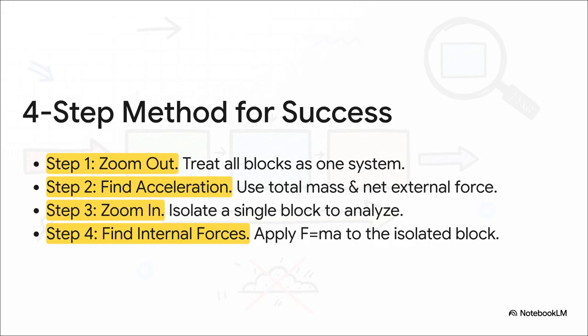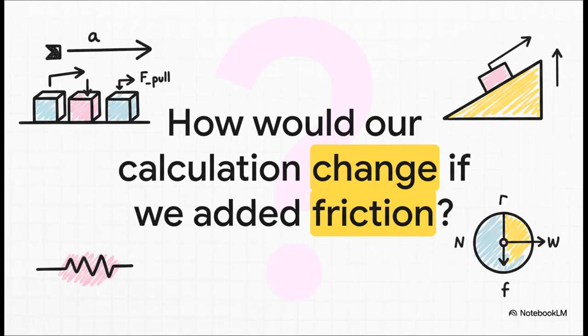Step 1. Zoom out. Treat everything as one big object. Step 2. Find that acceleration. Use the total mass and only the external forces. Step 3. Zoom back in. Pick one block to focus on. And step 4, find the internal forces. Apply F equals ma to that one isolated block and solve for whatever you need. So there you have it. You've totally got the fundamental approach to solve these kinds of problems now.